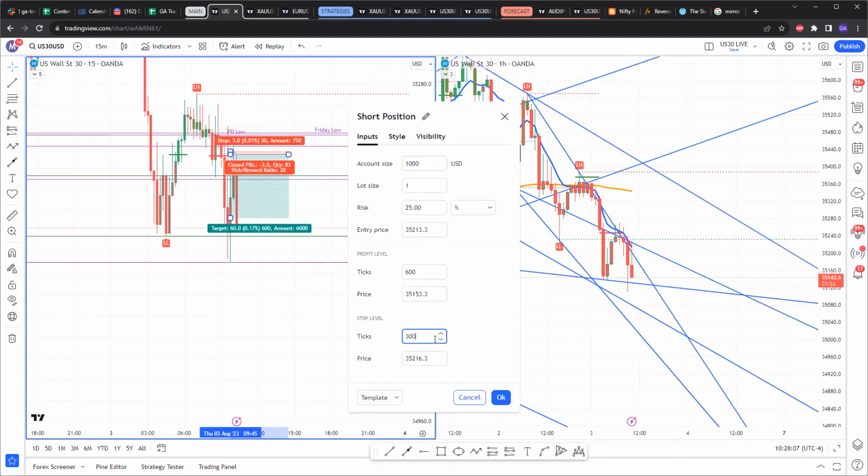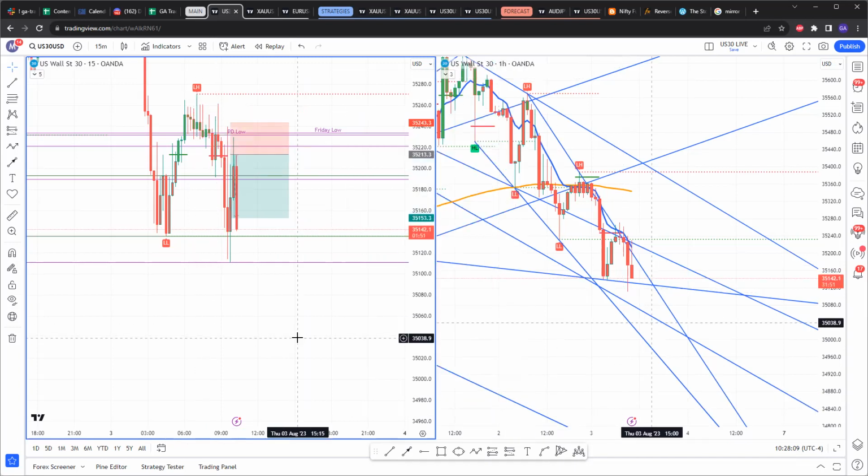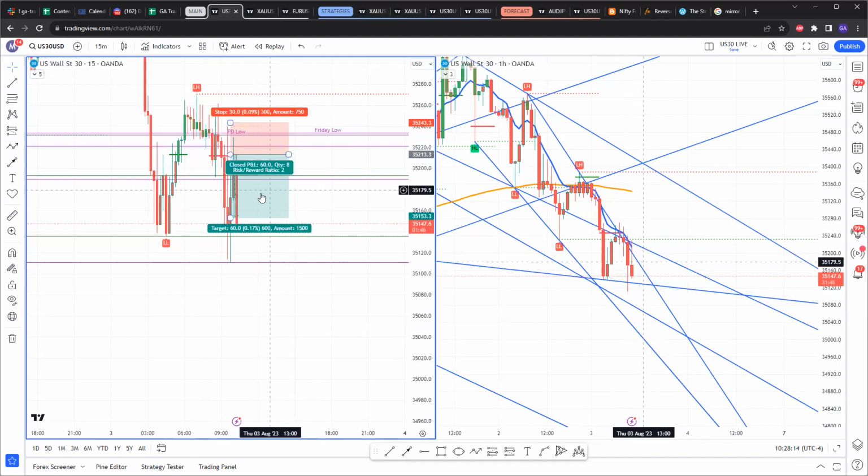So hopefully that makes sense. The most important thing with this strategy is to have a bias. That's it. So there you go. This would have been a nice one.